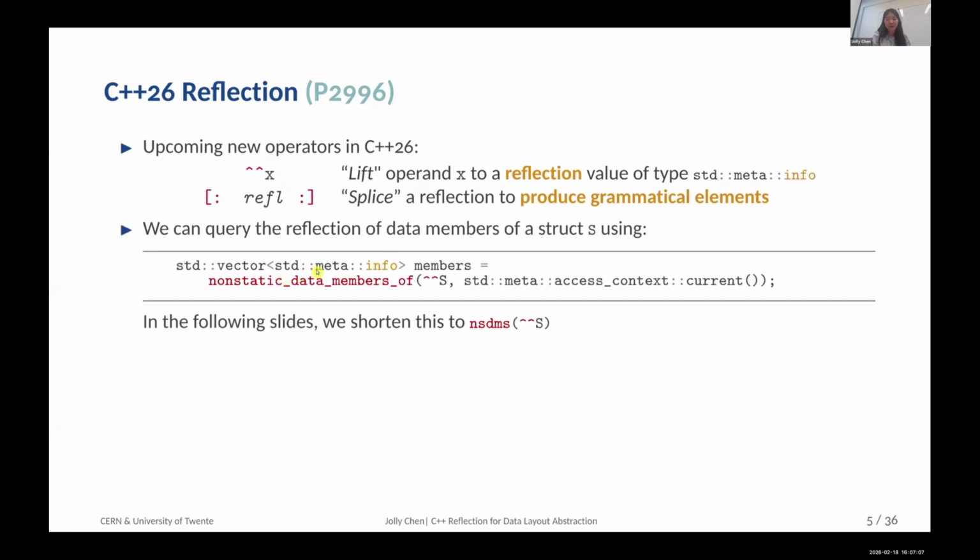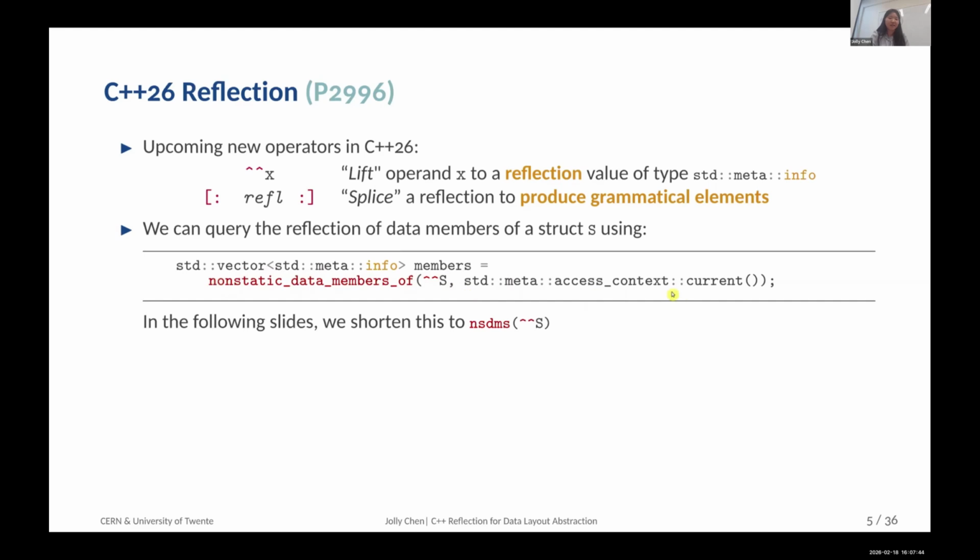We can also query the data members of a reflected value. So for example, with nonstatic_data_members_of, we can ask what the data members are of a struct S, and we can specify the access context of this call, which allows you to, for example, exclude private data members. And this invocation to nonstatic_data_members_of returns a std::vector of std::meta::info. So this is a method that we use a lot.